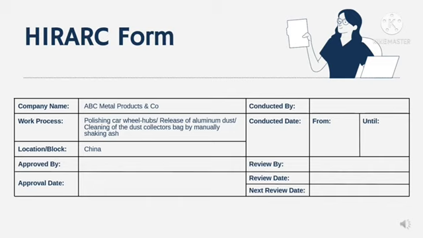Now we will be looking at the HIRARC form. The name of the company is ABC Metal Product & Co. And the work process is polishing car wheel hubs, release of aluminum dust, cleaning of the dust collected back by manually shaking ash, and its location is in China.